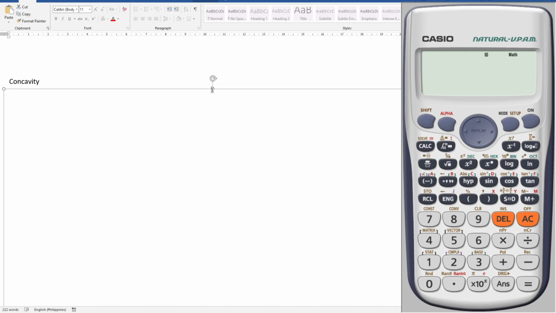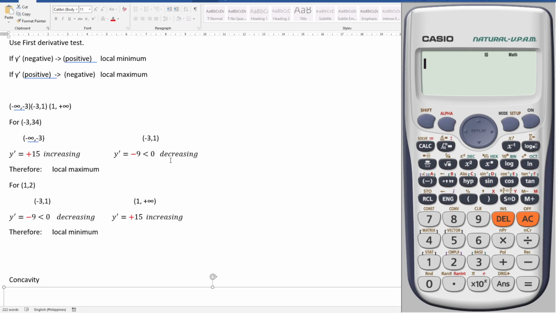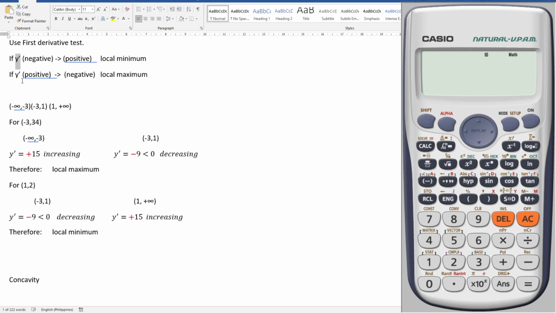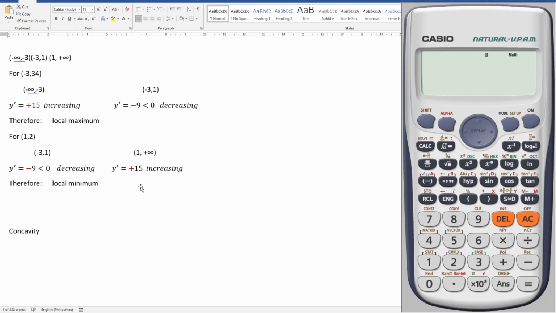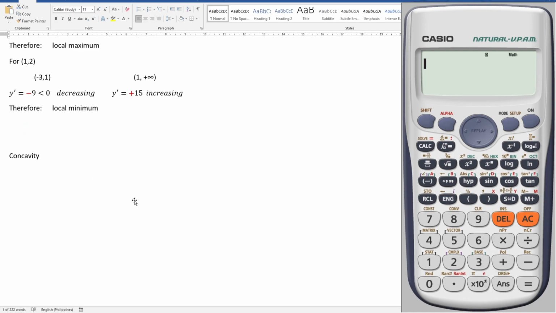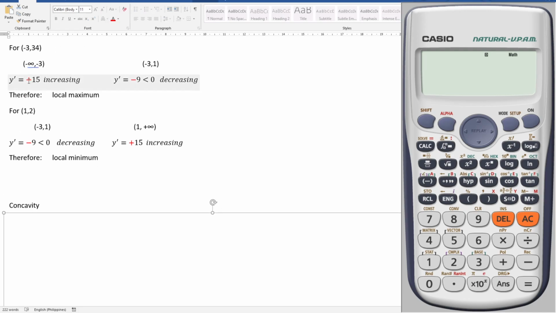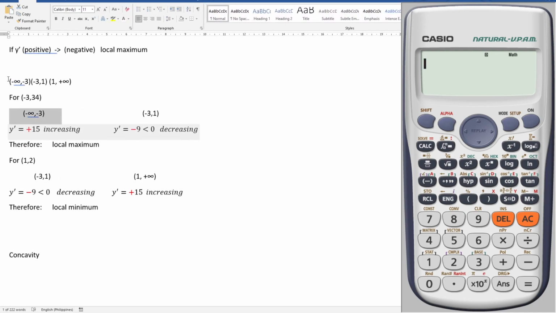So moving forward to our next topic, which is concavity. As I mentioned earlier, what if our y prime doesn't change signs? That is what happens if the point is a point of inflection. So there are cases wherein the critical points you solve here are points of inflection. What is a point of inflection, sir? At the point of inflection, the concavity of your graph starts to change, to deviate.